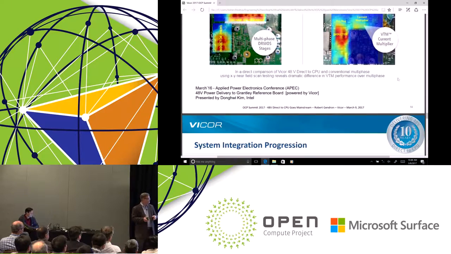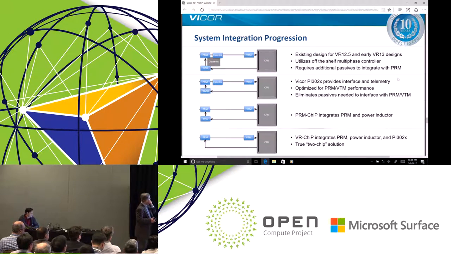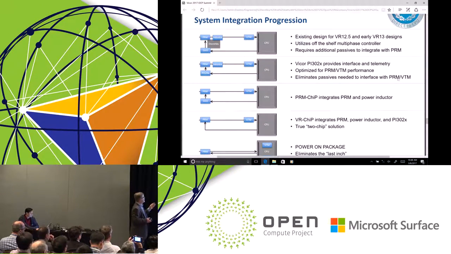If you scroll ahead. Okay, so moving forward. We've progressed in designs where today we offer different levels of integration of what we call our PRM and VTM. As I mentioned, you've stepped top. This is one I just showed. But we have options now where we can integrate the inductor into the PRM. We can even take the controller, the SVID controller, and integrate that in the PRM. So we can provide customers a two-chip type solution. Very easy layout, extremely high density.